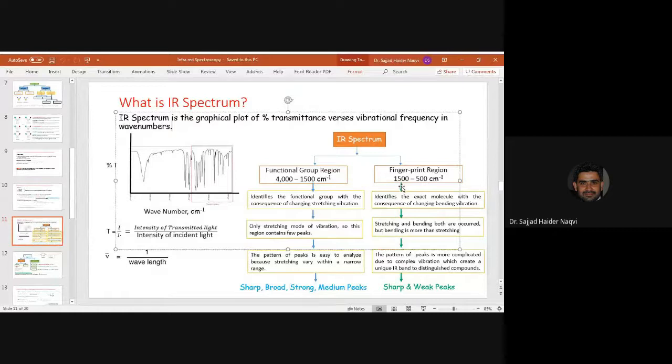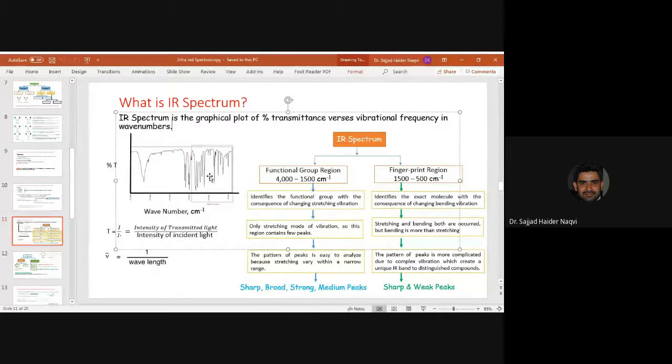While in case of the fingerprint region, which is in this range, it identifies the exact molecule, as I said, with the consequence of changing the bending vibration. So the basic difference is that here we are talking about the stretching vibration, and here we are talking about the bending vibration. Now, stretching and bending both occur in this case as well, but bending is more than stretching when it comes to the fingerprint. The pattern of the peak is more complicated due to the complex vibration, which creates a unique IR band to distinguish compounds. So you can see that this is the more complicated side, which is called the fingerprint region.